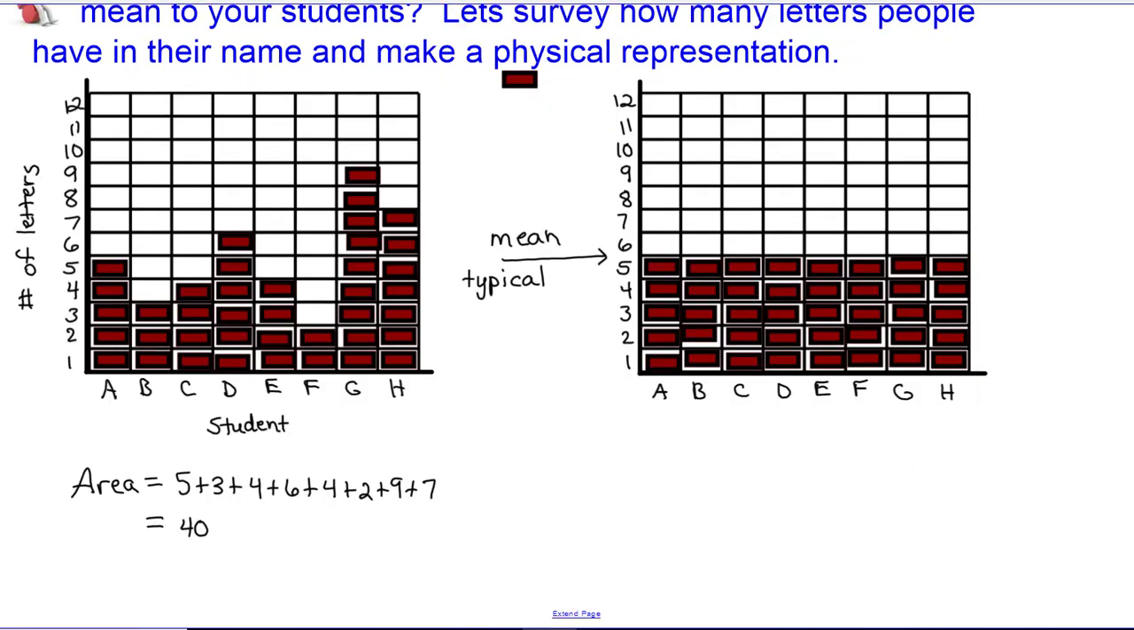So the mean is our typical value, or in other words, the typical length of our name.